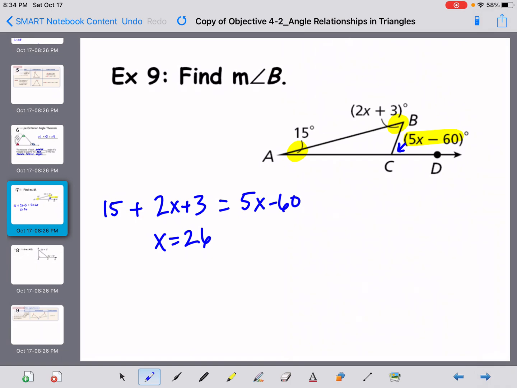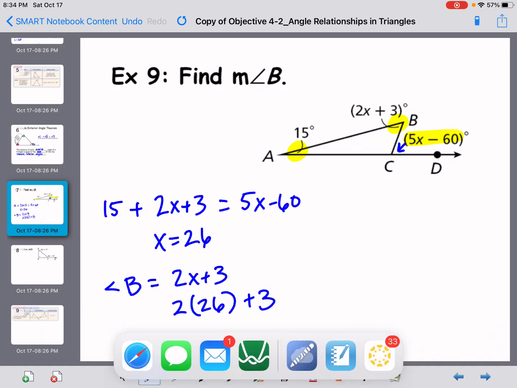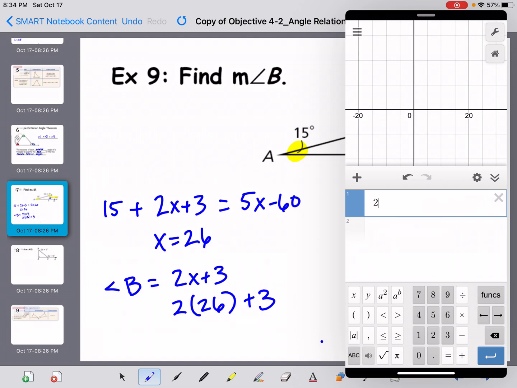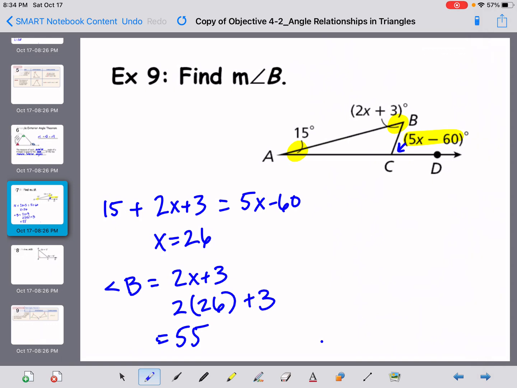What was I trying to find anyway? I'm trying to find the measure of angle B. So now, angle B is 2x plus 3. So angle B, 2 times 26 plus 3. So what's that going to give us? 55. The measure of angle B is 55.